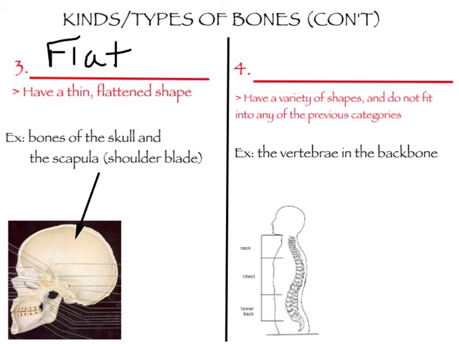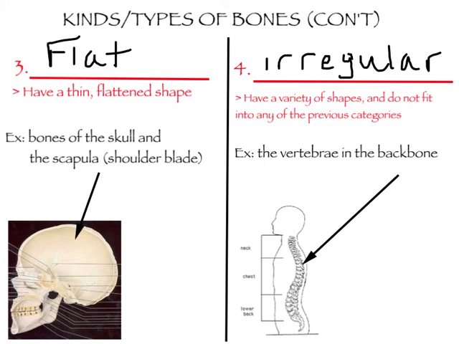And the fourth type of bone is called an irregular bone. Now, I have no idea why they decided to call these irregular bones. Basically, what they do is they have a variety of shapes. They don't fit into any of the other previous categories, so they just classify them as irregular bones. Now, good examples of an irregular bone are your vertebrae. They're not long, they're not short, they're not flat. So we'll call them irregular bones.